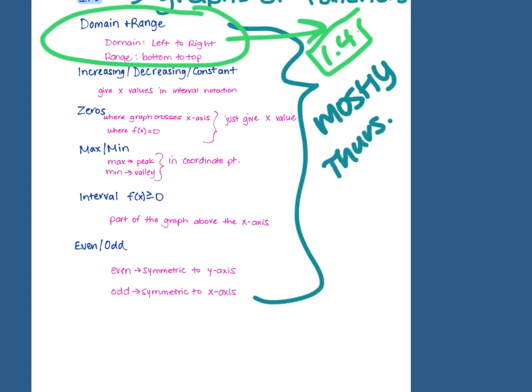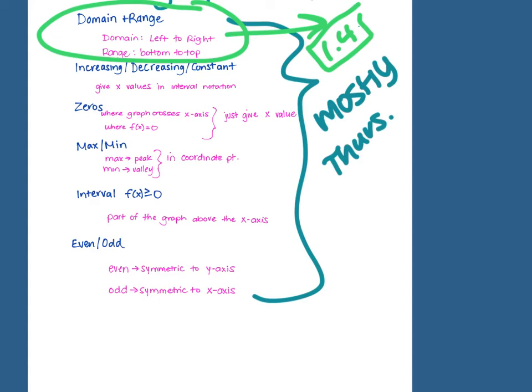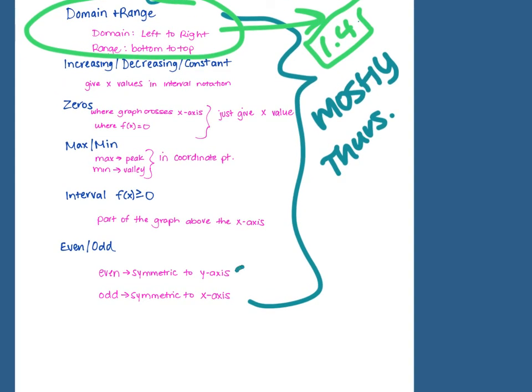I would add to even and odd the test for even and odd. Oh, no, never mind. Yeah, I guess so. Because if you don't understand symmetry from a graph, then remember this would be by plugging in a negative x, and this would be by plugging in a negative x and a negative y. So your test for symmetry for the y-axis would be a negative x. Test for symmetry from the x-axis would be negative x and negative y. So you can either use your graph or you can test it by plugging in your points.